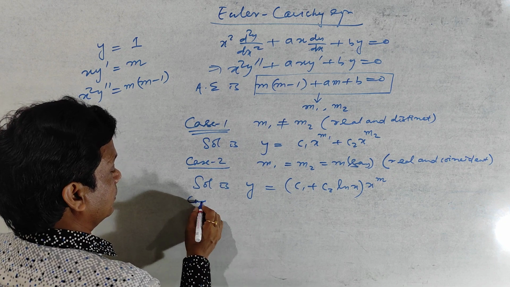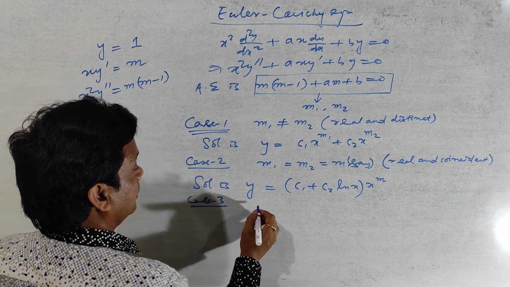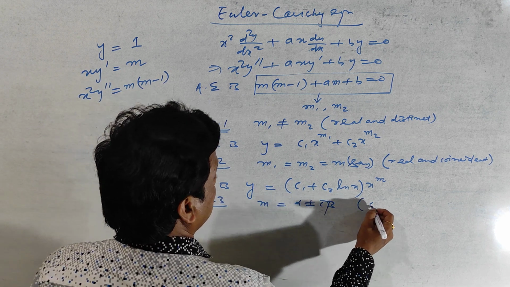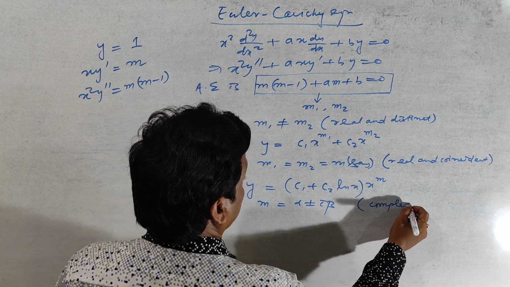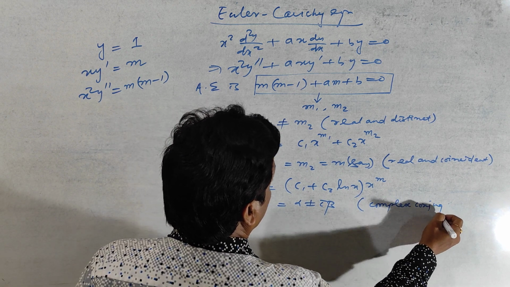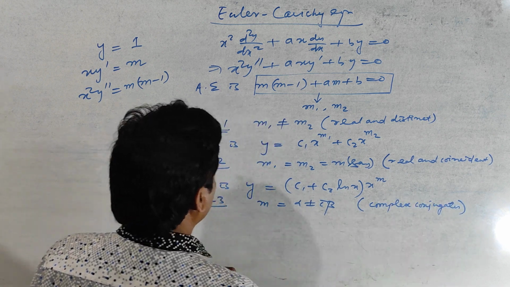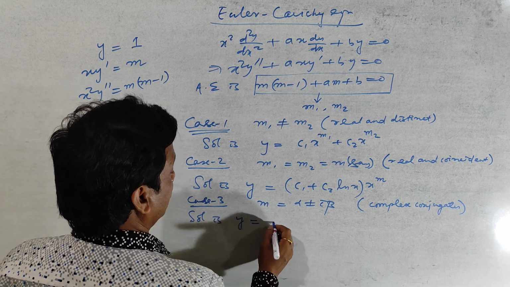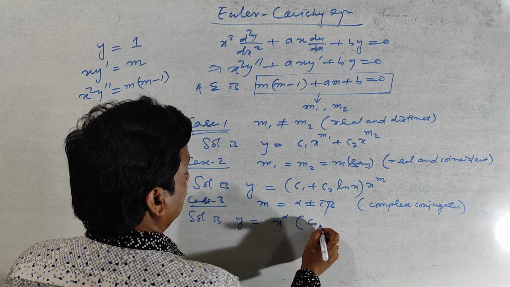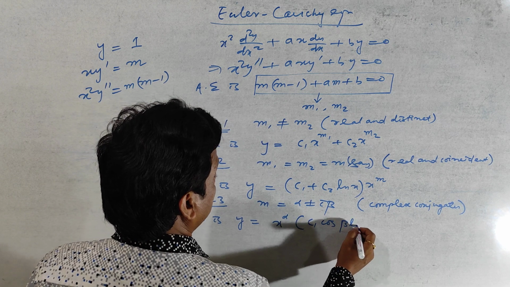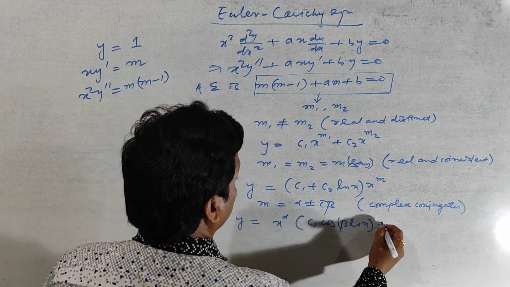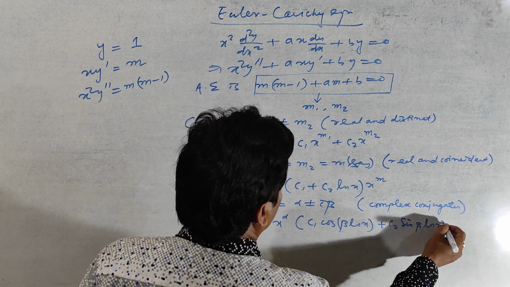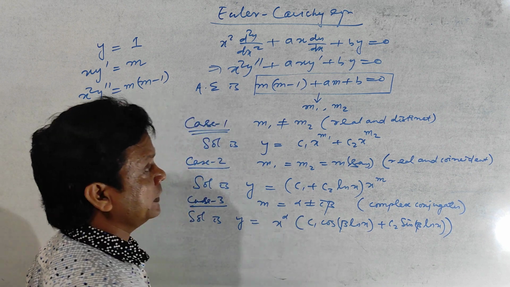And case 3, see here. If m is equal to alpha plus minus i beta, that means complex conjugates, then the solution in this case is y equal to x to the power alpha into (c1 cos(beta ln x) plus c2 sin(beta ln x)). So these are the three cases.